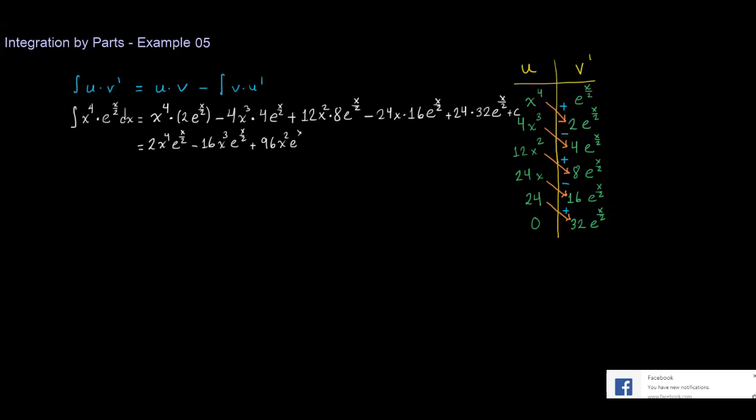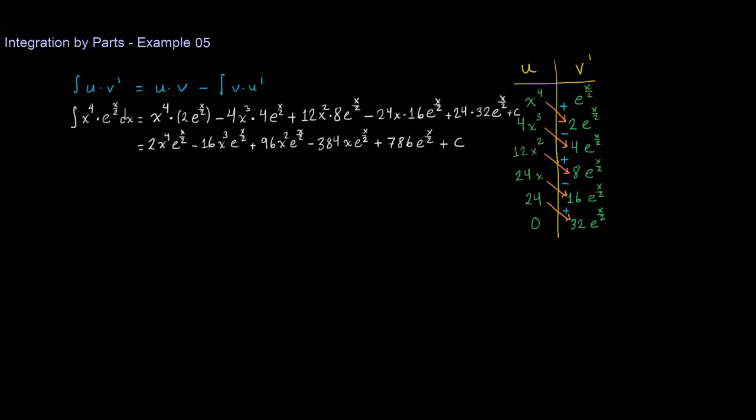That's a very ugly x, I'm sorry. x over 2, there it is. Now minus 24 times 16, that's going to be 384 x times e to the x over 2, and plus 24 times 32, which is going to be 768 times e to the x over 2, and all this plus c. And that would be it for this one. This is the solution for this example.